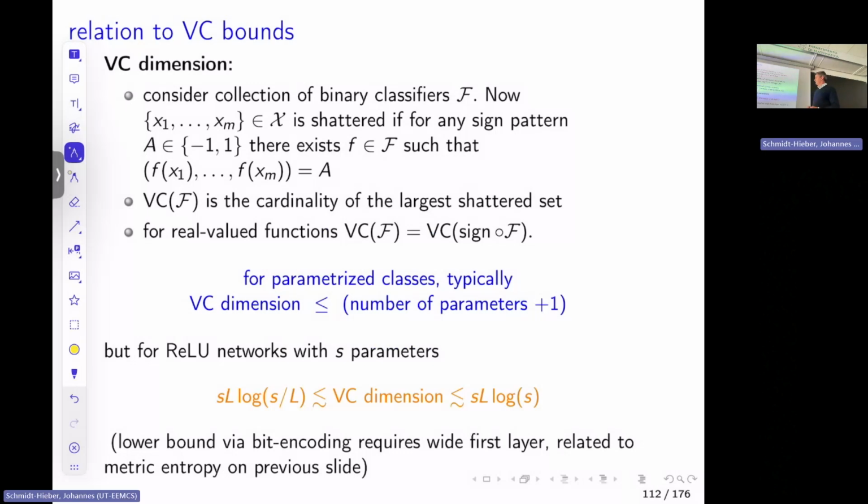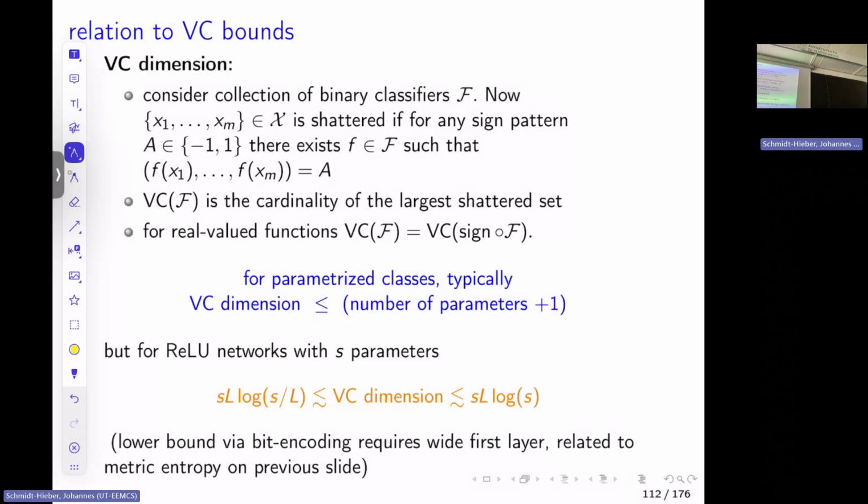And in the VC dimensions, you also find in the lower bounds this bit encoding, which we have seen for the Kolmogorov-Arnold representation; that also comes back. And what is also interesting in these VC dimensions is that they somehow bound stochastic errors. S is the total number of parameters, and L is just the depth as usual.